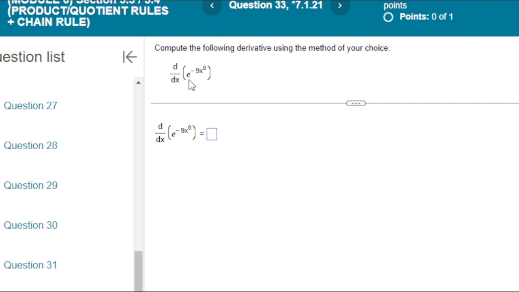Okay, now again, what's the derivative of e to the something? Well, it's just e to the something, so e to the negative 9x to the 6th. And then out here, times negative 54x to the 5th power. That's the derivative of negative 9x to the 6th would be negative 54x to the 5th.